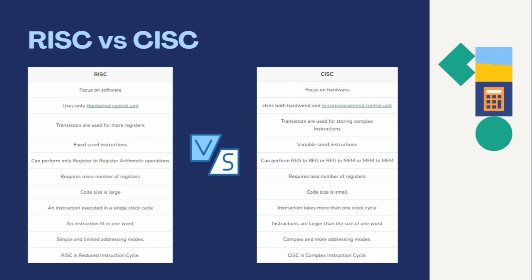RISC requires more registers because of its simpler instructions, whereas CISC uses fewer registers but more complex instructions to do more with each one. In code size and efficiency, RISC tends to have larger code due to simpler instructions, but its execution is faster. CISC has smaller code, but execution can be slower because instructions take more cycles. In summary, RISC is optimized for simplicity and speed, while CISC is designed for flexibility with more complex instructions. The choice between the two depends on the task at hand.